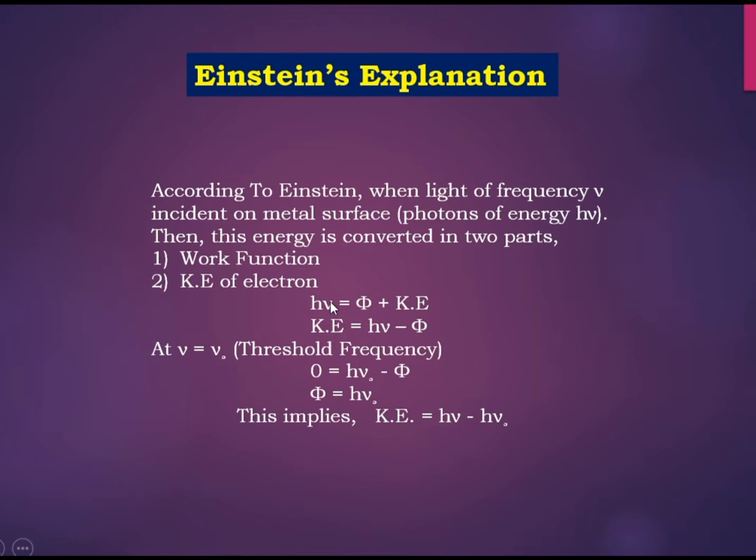So the entire energy of the photon which is incident on the metal surface is converted into the work function of the metal surface plus the kinetic energy of the electron.